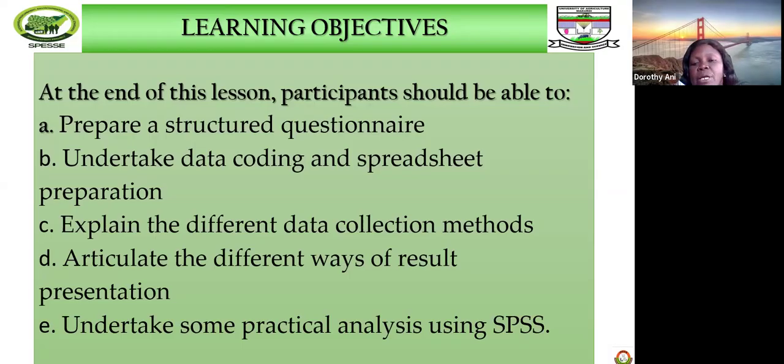Then, articulate the different ways of result presentation. How do you present your result? You have gone to the field, you have done your questionnaire, you have collected data, you have come back and done your spreadsheet, you have done analysis, and then it's now for you to start writing your report, your results and presentation. This is where so many students, if you do analysis for them, they'll say, ma, are you going to do an interpretation for me? For what now? They'll say, ma, just write chapter 4 and 5 for me. Anything, I can pay you.